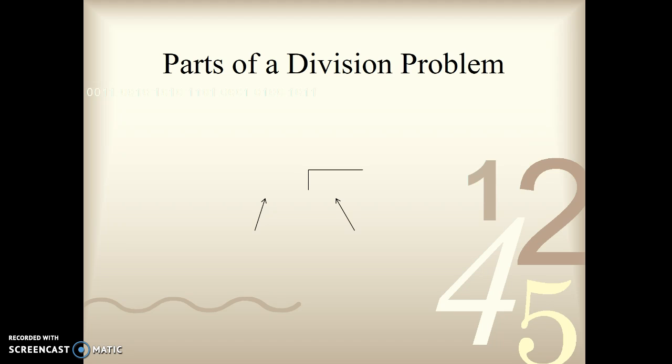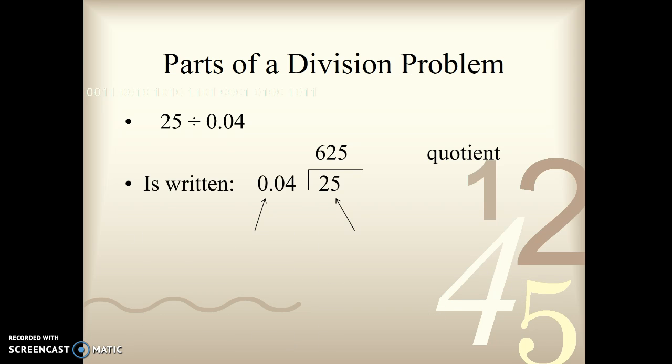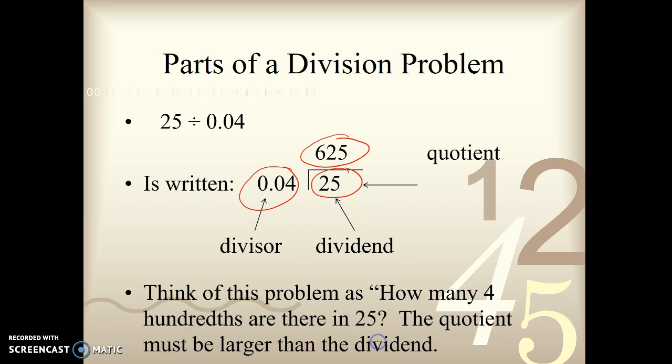Okay, before we start taking notes, we're gonna identify parts of a division problem. We have three parts of a division problem: a divisor, a dividend, and a quotient. Quotient is your answer. The divisor is the number that you're dividing by, and the dividend is the number that you're dividing. So in this problem, we have 25 divided by 4/100ths.